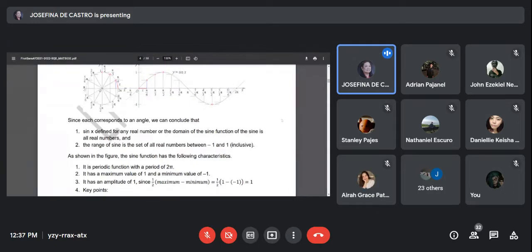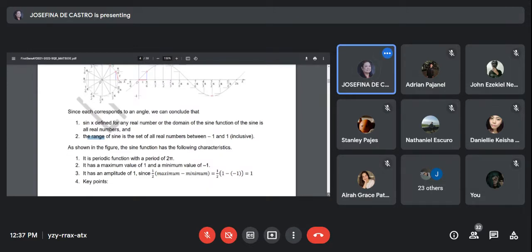Okay? Next. Ang range niya, which is the values for y, makikita mo ang range niya, y yon, ay hindi ka lalampas ng 1. 1 will be your highest height for your graph. And negative 1 is the lowest. Hindi ka lalampas ng 1 or negative 1.